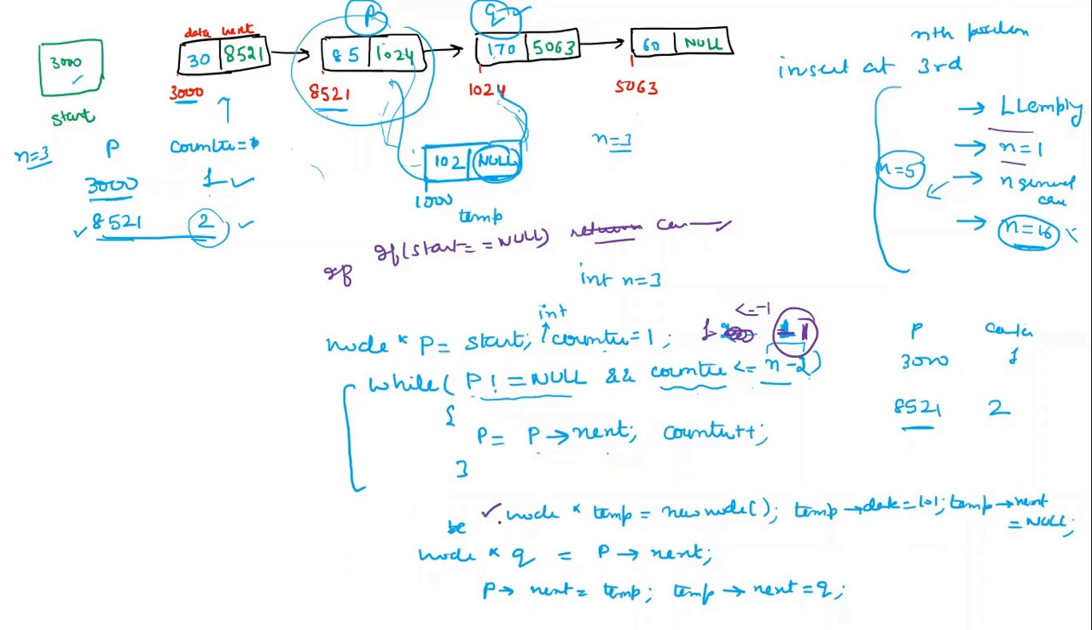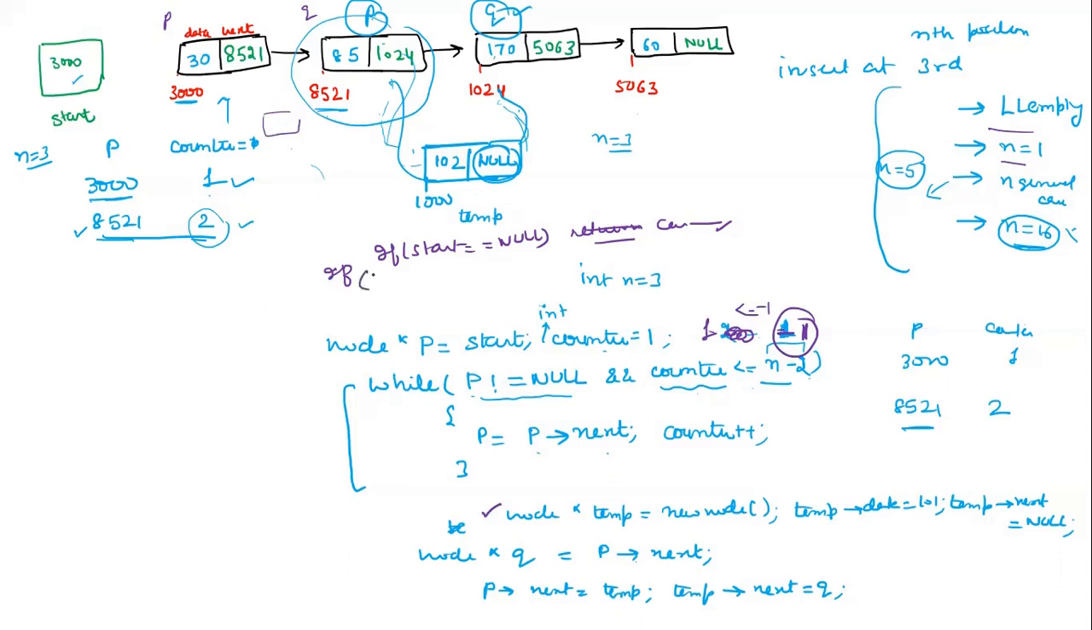You created a new node, q is equal to p's next. Inside p there is only one link, p still holds start. This will become equal to p, this will become equal to q. Insertion will be done wrongly. Here the insertion will happen at the second element in that case. So for that purpose, you will have to add a special case.